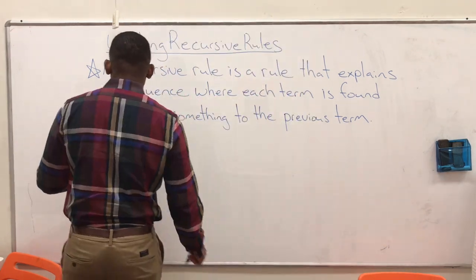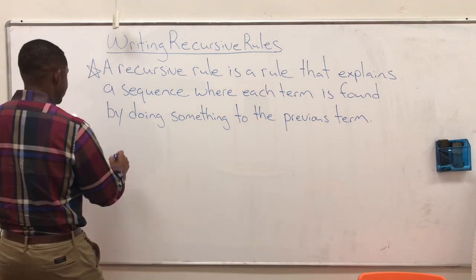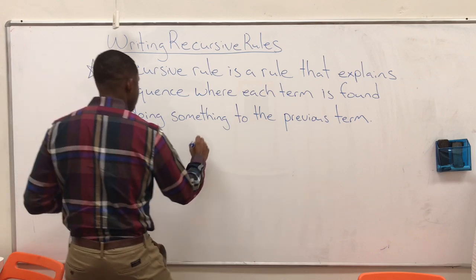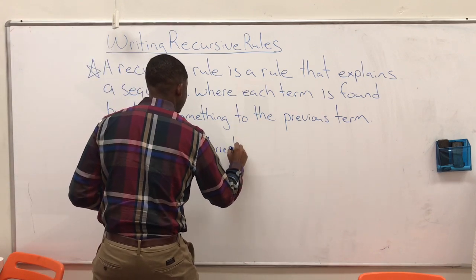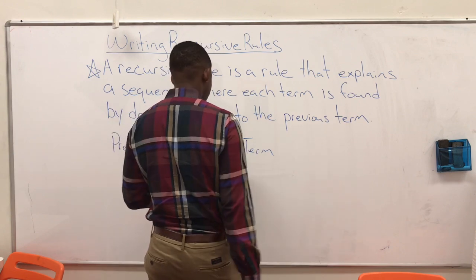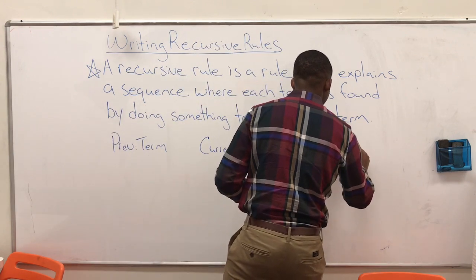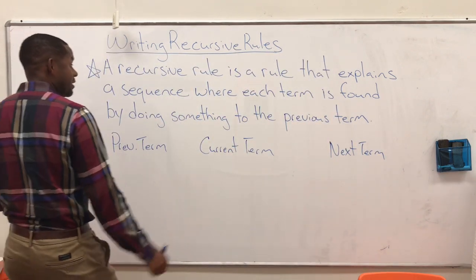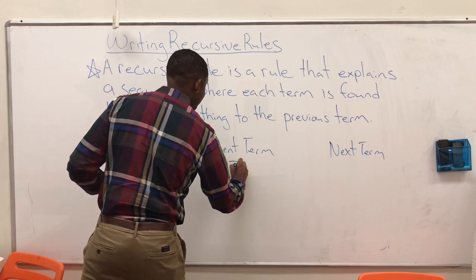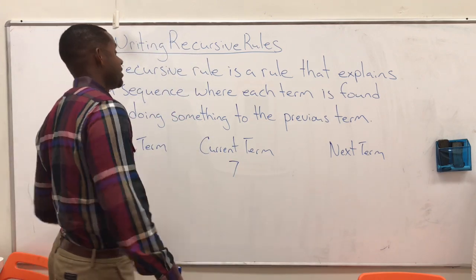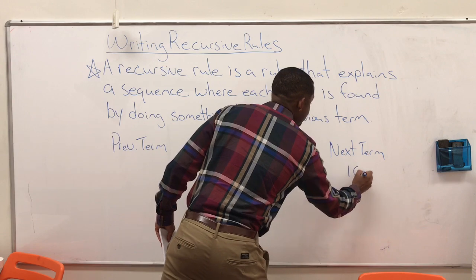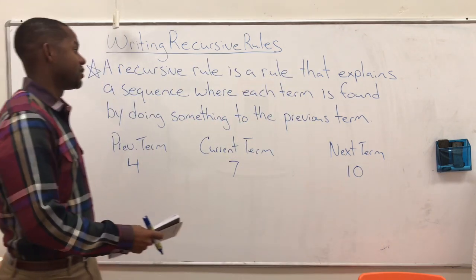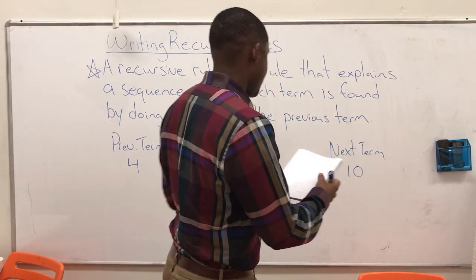All right, so let's get this part down. So we're going to talk about previous term, current term, and next term. All right? So let's actually use that. So let's say our current term was 7, and our rule was plus 3. So the next term, obviously, you should know would be 10. The previous term would be 4. This should make sense.